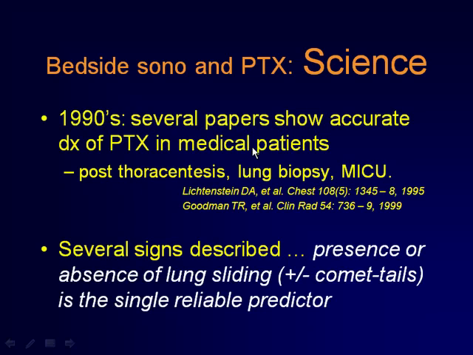The science backing this up: in the 1990s, several papers showed accurate diagnosis of pneumothorax basically in medical patients in critical care units. It was also used to assess for iatrogenic pneumothorax after thoracentesis or other pulmonary investigations. A number of different signs and techniques were described, but as more and more data emerged, the presence or absence of lung sliding with or without comet tail artifact has emerged as the single reliable predictor of expanded lung and thus of pneumothorax.